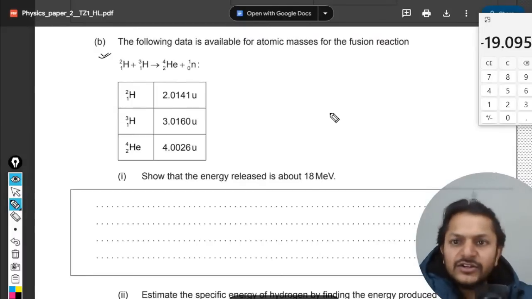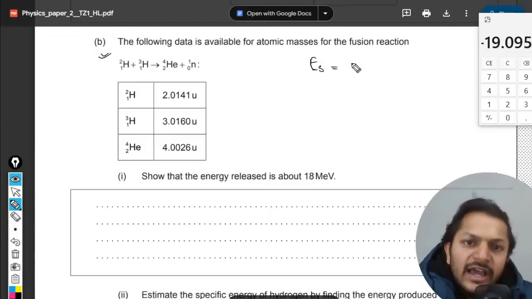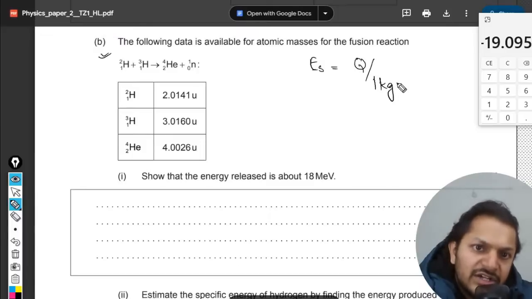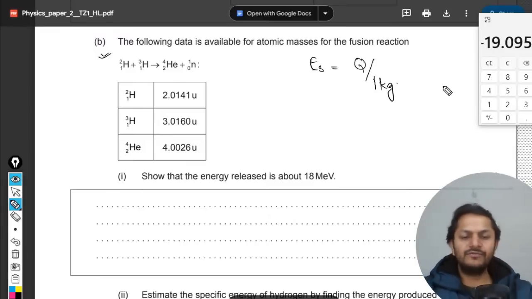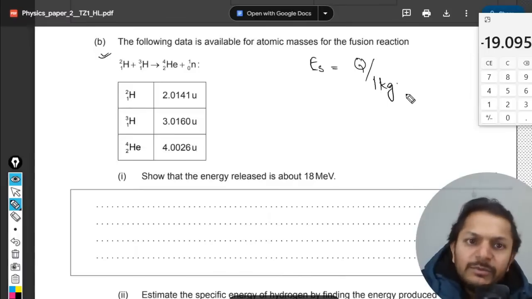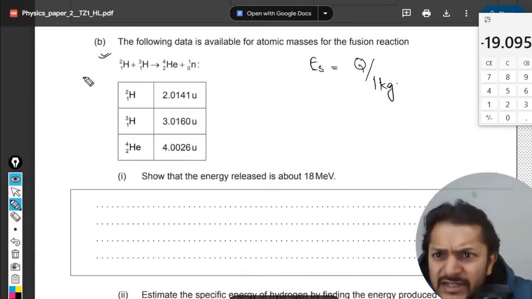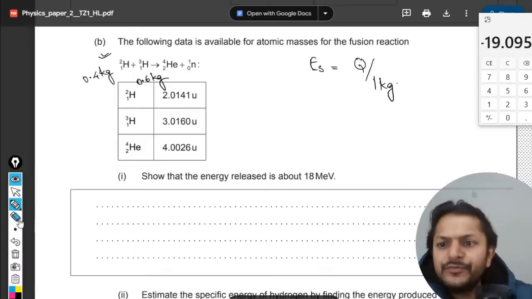So specific energy, let us first of all understand what is specific energy. It is the energy produced if you are burning 1 kg of the fuel. So in this case, the fuel is hydrogen. So we would be burning 1 kg of hydrogen. So clearly 0.4 kg is deuterium and 0.6 kg is tritium.